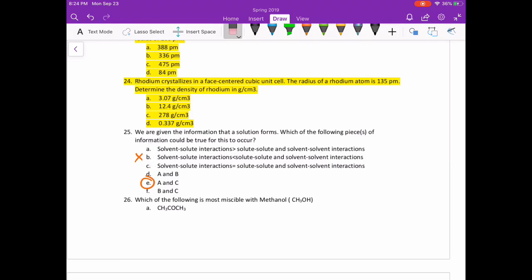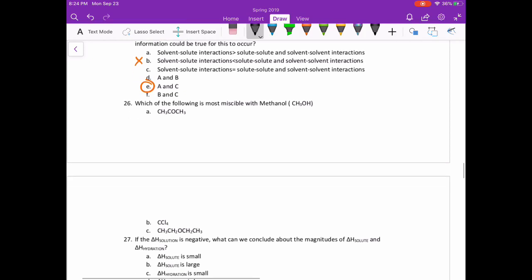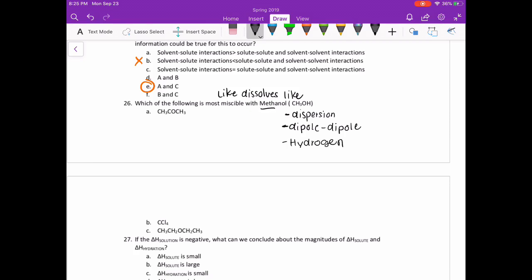Okay. And moving on to 26, when I see which of the following is most miscible with methanol, most miscible is going to be what has the most common intermolecular forces. So like dissolves like. So I'm going to look for something that's going to have, well, obviously dispersion, but dipole-dipole and hydrogen bonding as close as I can to that. But when I look at these answer choices, I don't see anything that has hydrogen bonding, even though technically an oxygen can hydrogen bond with another molecule, but regardless, I think that goes beyond the scope of this class.